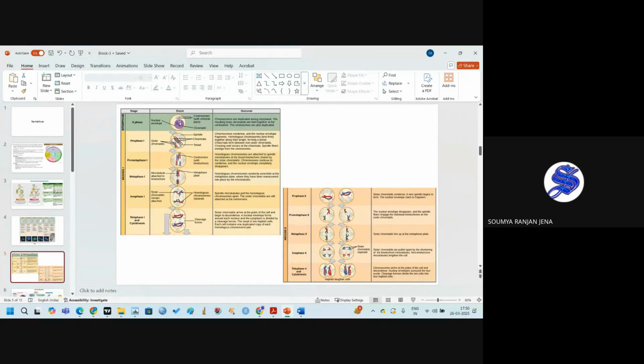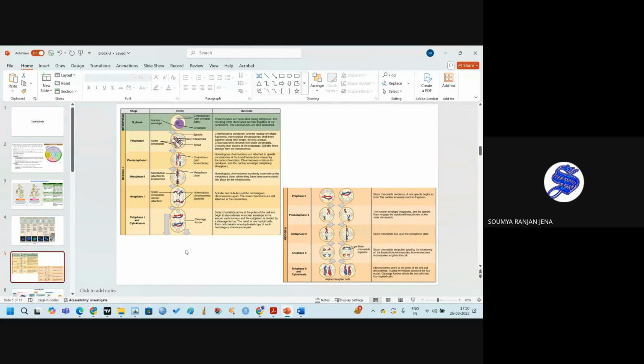That is, if the number is 46, it will reduce to 23 and 23, and each cell contains one duplicated copy of each homologous chromosome pair. Here the number is 23 and also here the number is 23.